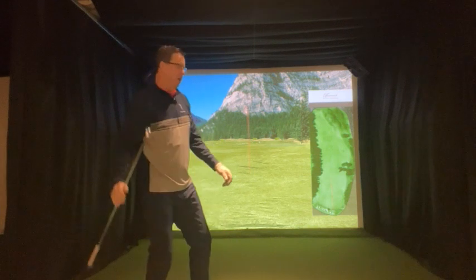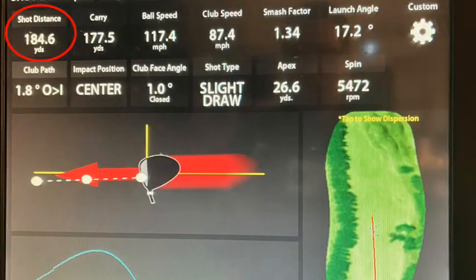All right, so that's not half bad. All right, so there's the strike. Let's go look at the data and see what's happening here. So I have a total distance of 184.6 yards. That's how far my ball went in the air and on the ground with roll. So that's my total distance. That's where the ball ended up when I go to find it again.